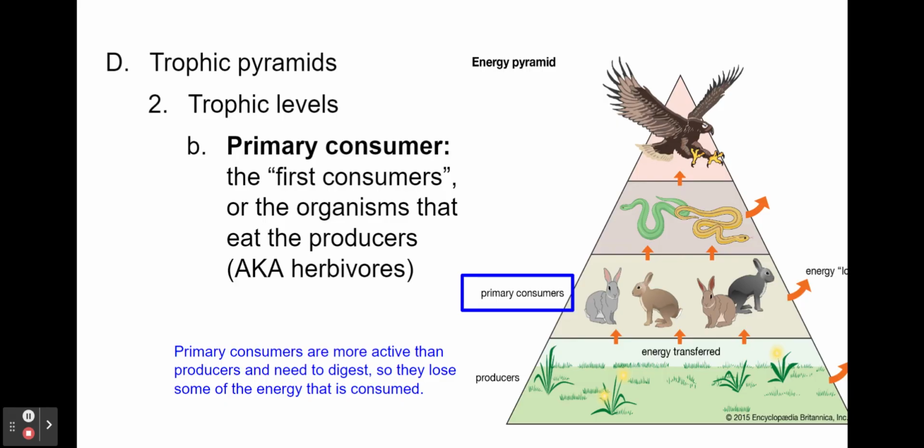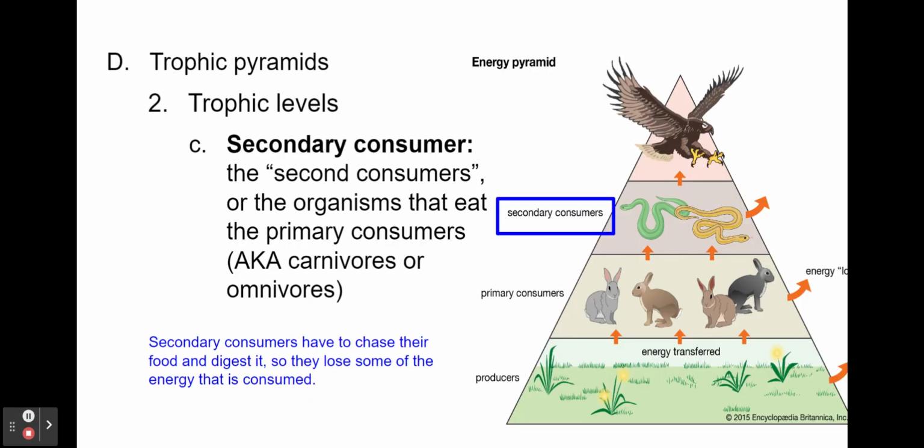Moving up a level, we're going to look at the things that eat those primary consumers. That is detail C, secondary consumers. These are the second consumers, or the organisms that eat the primary consumers. These might be carnivores or they might be omnivores. And secondary consumers have to chase their food, because they're not eating still plants, they're eating animals that move around. They also have to digest it, so they're also going to lose some of the energy that they consume. They're going to lose that matter and energy to the surrounding environment as they break it down and use the energy that's stored within.